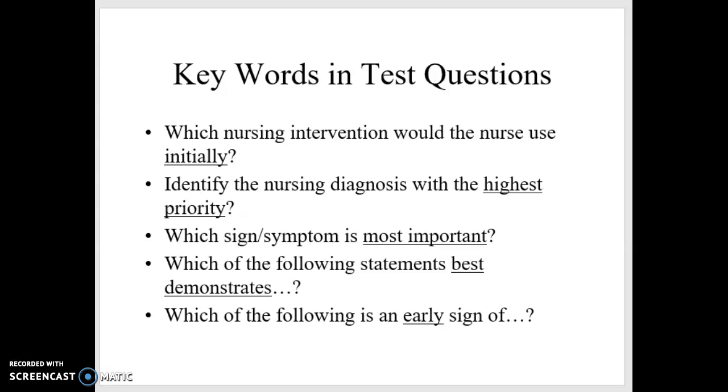So you might hear me say sometimes, you're a nurse. There's always something you can do first. Before you call the doctor, there's always something you can do, or the provider. So what nursing intervention would the nurse use initially? What nursing diagnosis would have the highest priority? Or what intervention would have the highest priority? What sign and symptom is the most important?